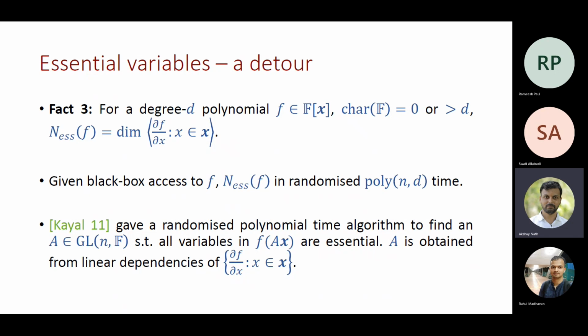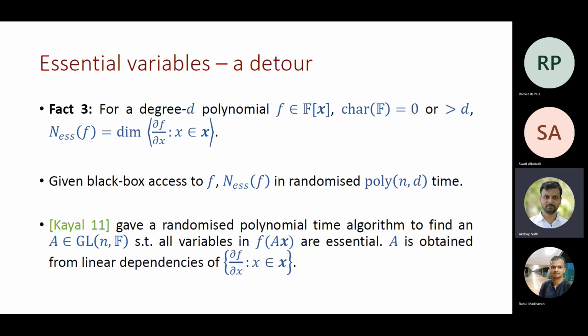Moreover, Kayal in 2011 also gave a randomized polynomial time algorithm to find an invertible matrix A so that F of AX has only essential variables. That is, A removes all the non-essential variables from F. And this A is again obtained by using fact 3. In particular, this A is just obtained by using the linear dependencies among the partial derivatives. So I'll not tell you exactly what A is, but yeah, it's obtained like this.